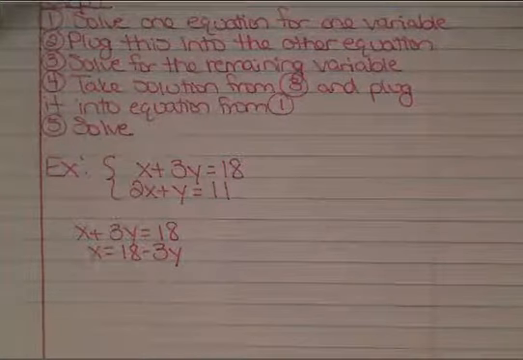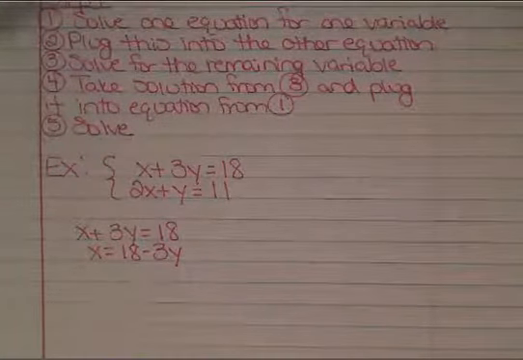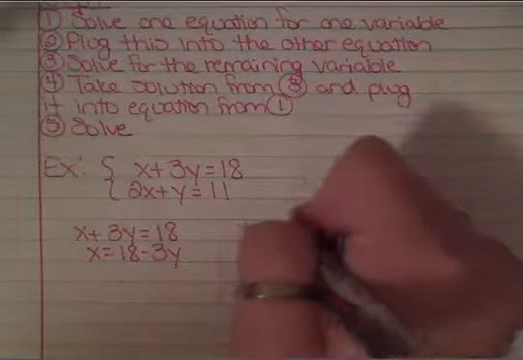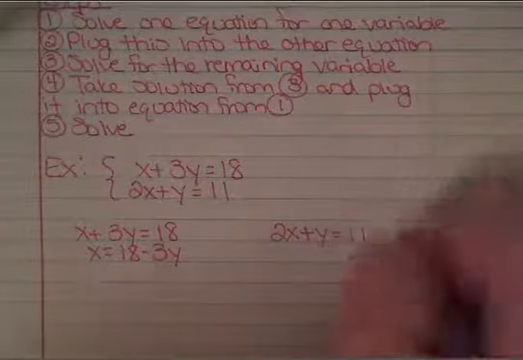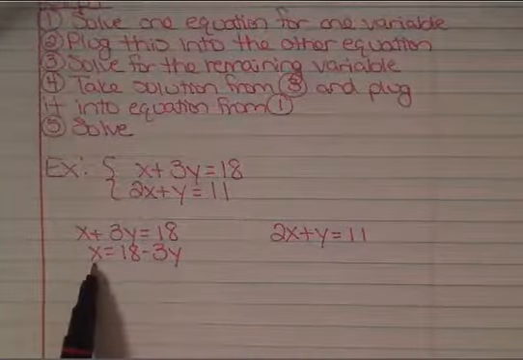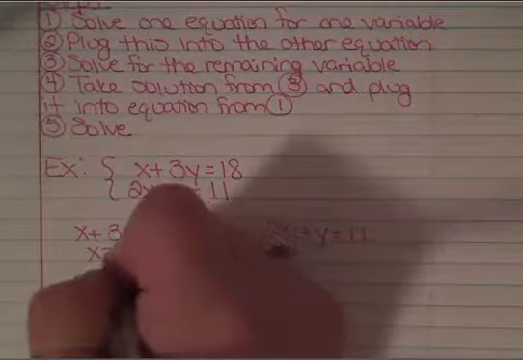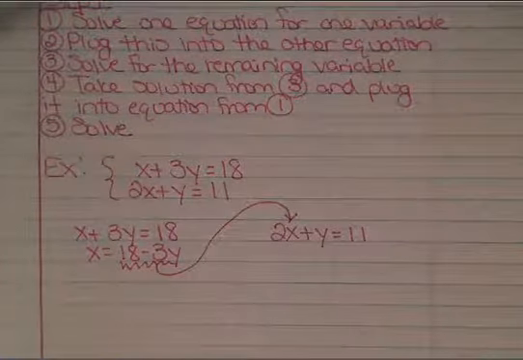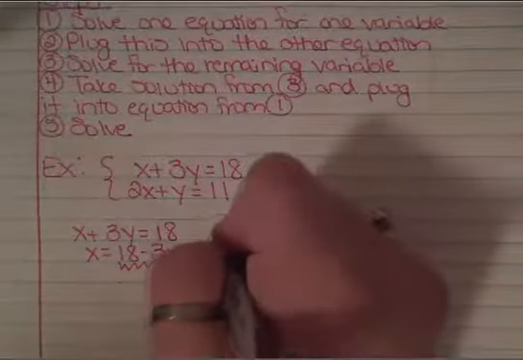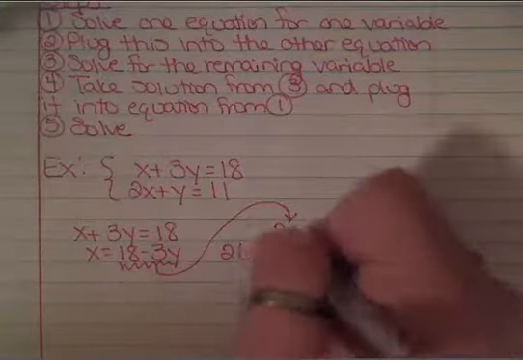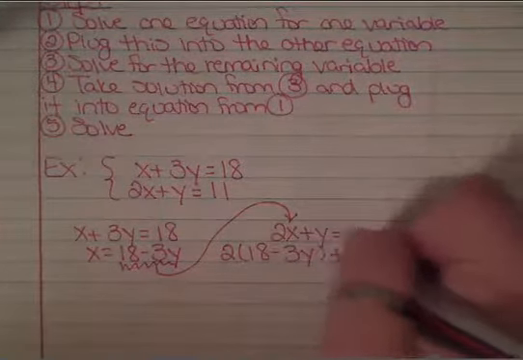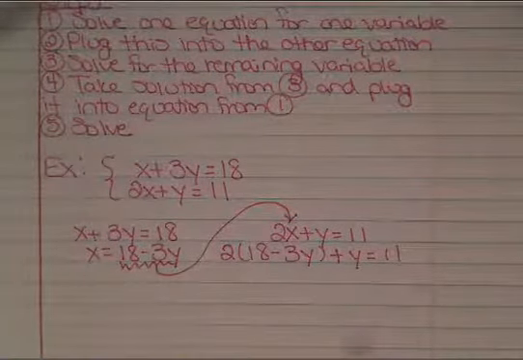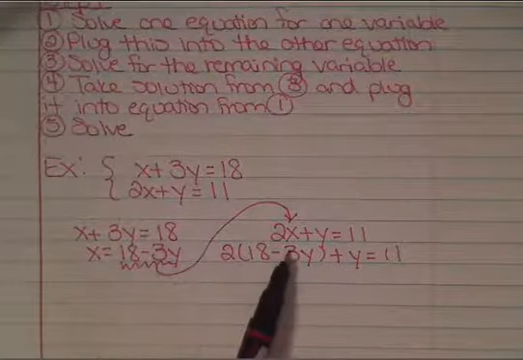Step number 2 says we then need to plug this into our other equation. So our second equation says we have 2x plus y equals 11. We just solved for x over here, so that means we need to take all of this and plug it in wherever there's an x in our second equation. So that means we have 2 times (18 minus 3y) plus y equals 11. That's what step number 2 means. We're taking all of this and plugging it in over here.